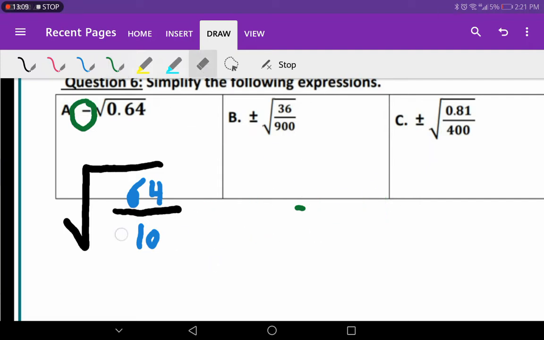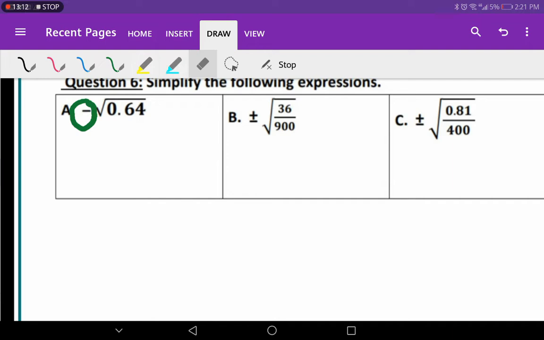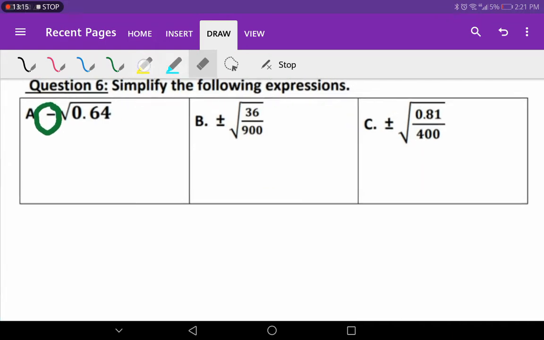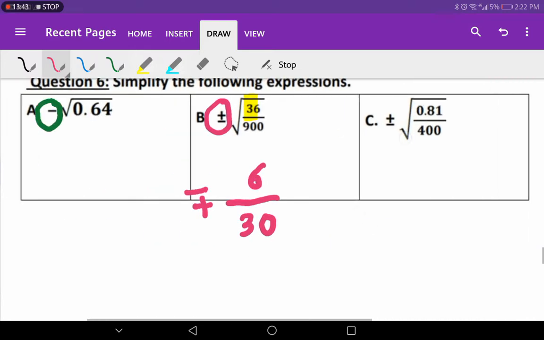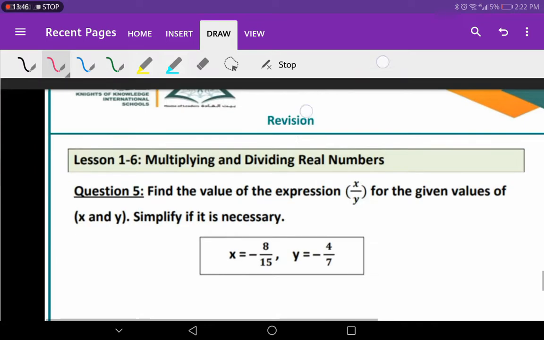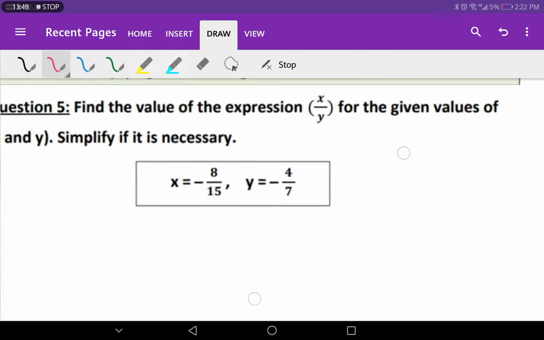Okay, let us move to the B again. Oh, it is right. Okay, it is written in a fraction. It is easier for me. The 36 gives me 6. And the 900 gives me 30. And the plus and minus, or I will write it like this. Teacher, you switch them. It doesn't matter. Okay, now here I don't like to do it. Okay, I ignored this one. No need to do it. Save your time.